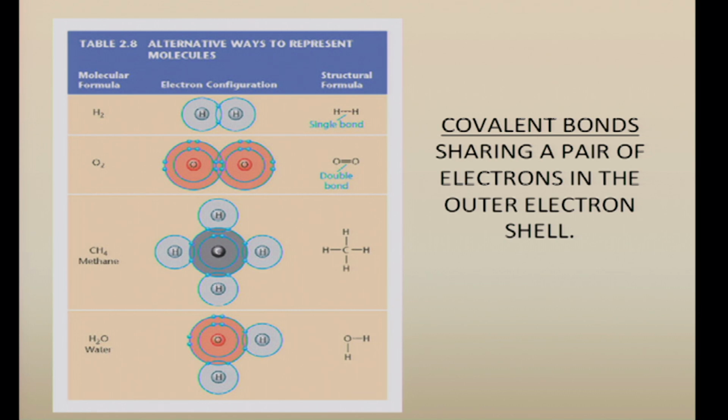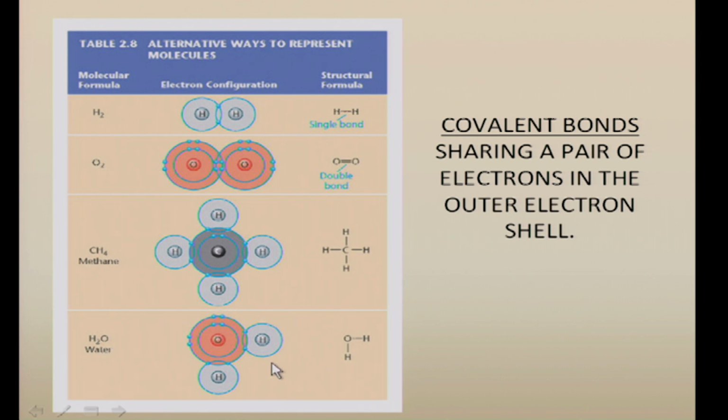In this graph here, we see that two hydrogens can share. We see that two oxygens can share. And this one's a little special because instead of sharing just a pair, those two oxygen atoms actually share two pairs, which makes a double covalent bond. We see that methane can share, or carbon can share with 4 hydrogens down here. And we see, once again, water.